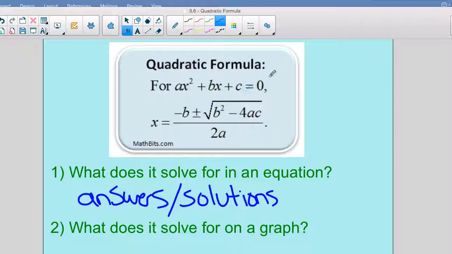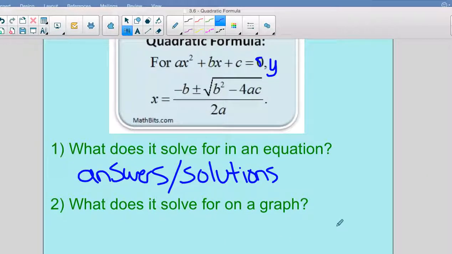Now, if it's a graph, meaning if instead of it's 0, it's equal to y or f of x, then all of a sudden it's not an equation that can be solved, right? It's just y is equal to this thing. If you're looking for roots and zeros, then you set it equal to 0. But if it's just equal to y, what does it solve for on a graph? Well, it's the x-intercepts. That's what it's looking for in a graph. Now, that would have to be if they're real. If they're not real, then it's also roots and zeros. So I'll put that in there too.